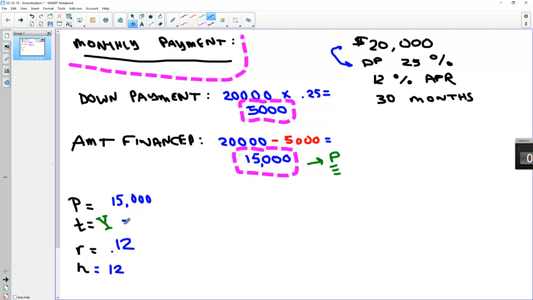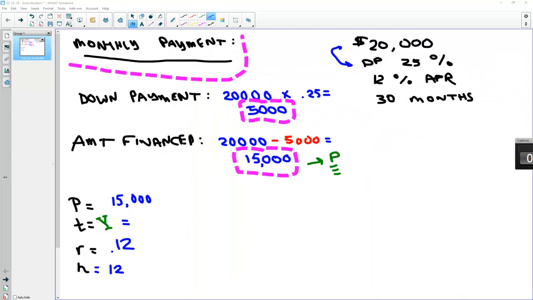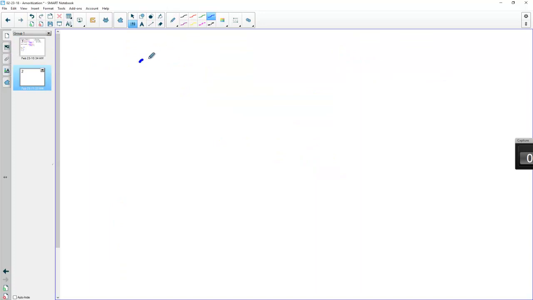Now here's the thing, let me go back to this, because this is what's going to confuse you. Loan term in years. We have the loan term as 30 months. Let me go ahead and freeze this. This has to be in years, which is why they have the Y here. I'm going to come back to this, don't worry. If we had 30 months, I want to express that in years.